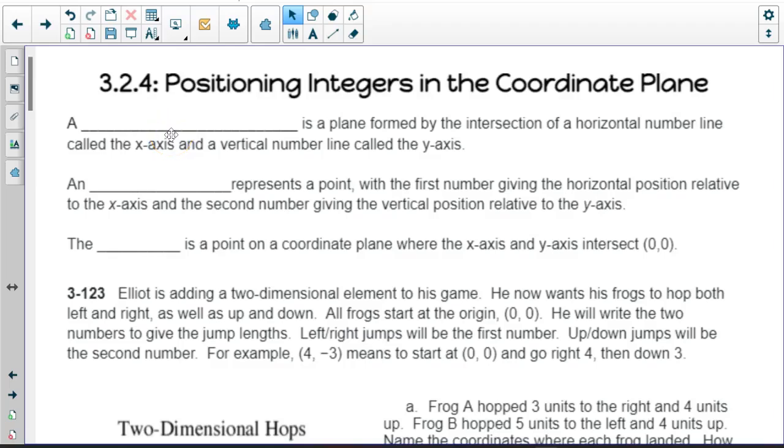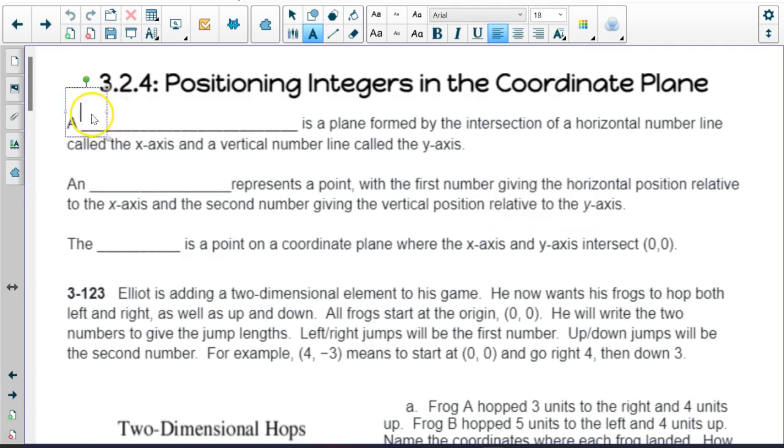So in 324, we're going to be talking about positioning integers in the coordinate plane. So we're going to be talking about how to graph and also finding distance between two ordered pairs. So to start us off, we are going to do some vocab.